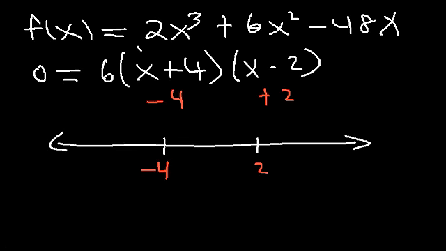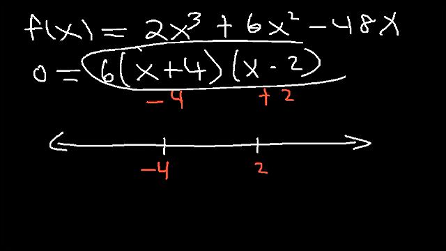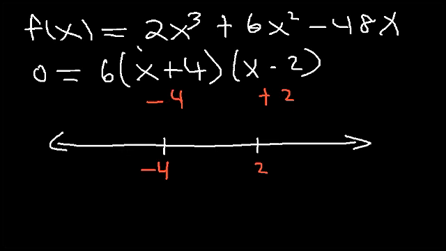So let's try 3. If we plug in 3 into the first derivative formula, which is this formula, it's easier if you plug it into the factored version. It makes it easier. If we plug in 3, 3 minus 2 is positive, and 3 plus 4 is positive. So two positive numbers multiplied to each other will give you a positive result.